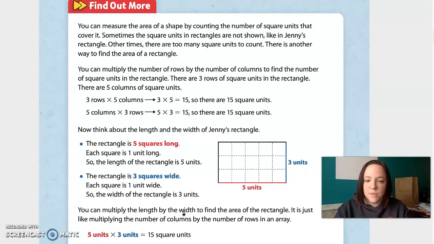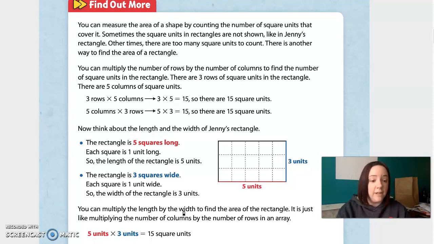Next. Now they're showing us how we can find out a little bit more information. We know that you can measure the area of a shape by counting the number of square units that cover that specific shape. Sometimes the square units in the rectangle are not shown, like in Jenny's rectangle. Other times there are too many square units to count. There's another way to find the area of the rectangle. So we know there are 3 rows, 5 columns. 3 times 5 equals 15, so there are 15 square units.